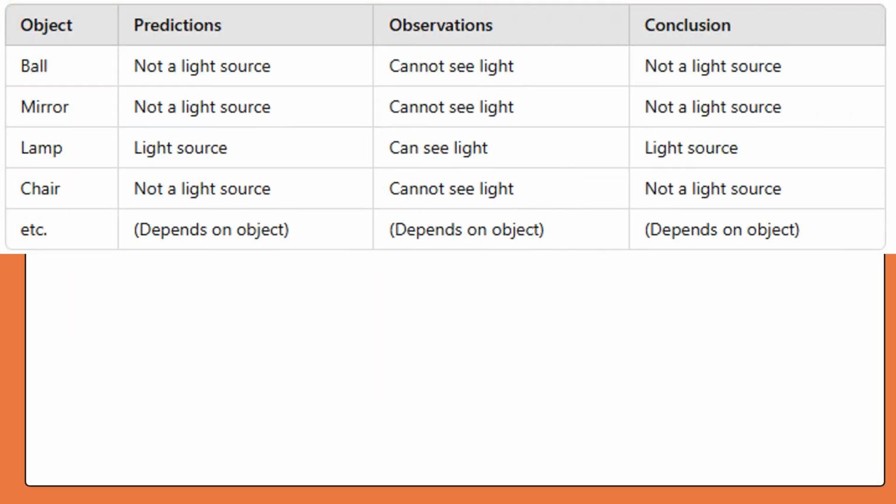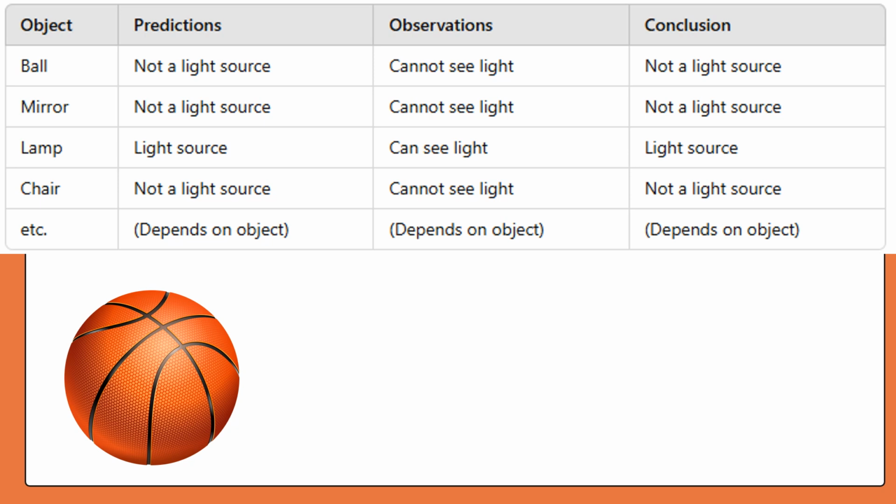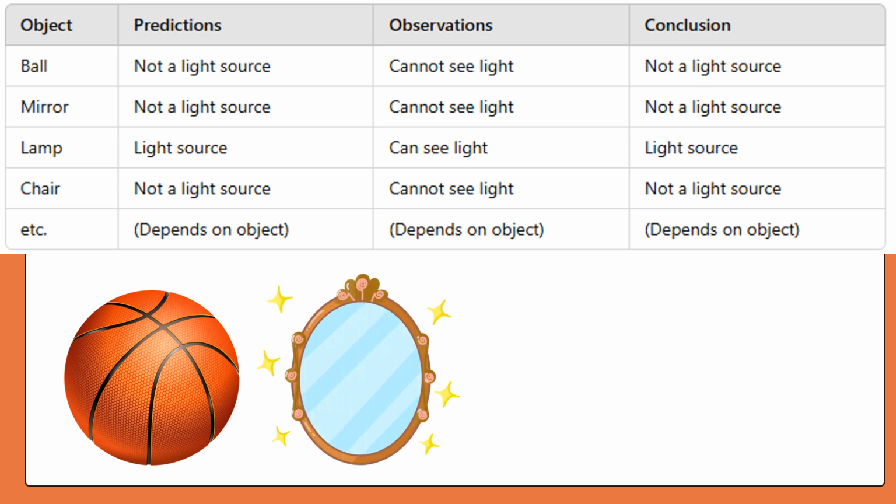Here are the objects. Ball. Predictions, not a light source. Observations, cannot see light. Conclusion, not a light source. Object, mirror. Predictions, not a light source. Observations, cannot see light. Conclusion, not a light source.